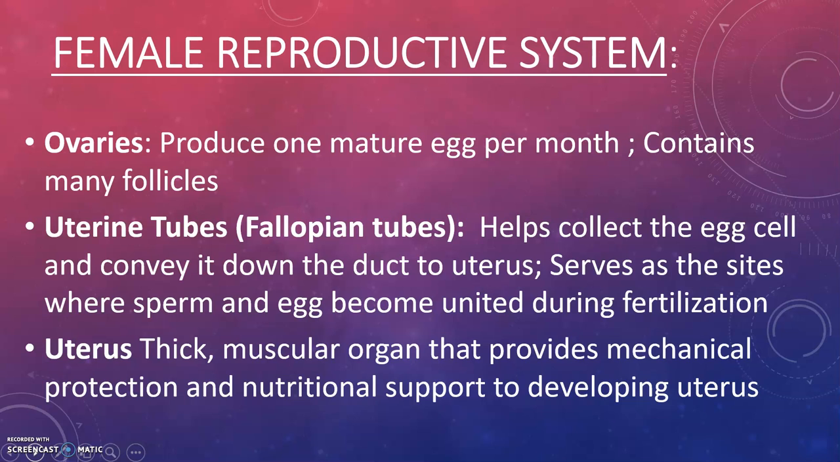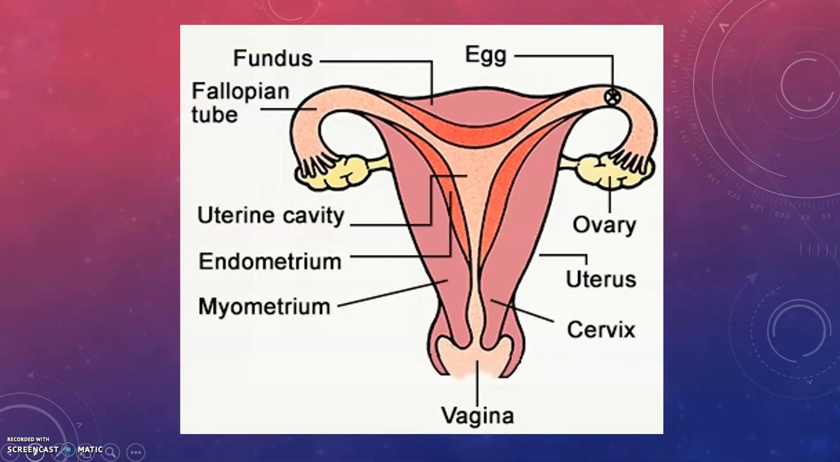The uterus is often called the womb. It's a thick muscular organ, almost pear-shaped, and it's going to provide mechanical protection and nutritional support to the developing embryo. It is lined with an endometrium, which has tons of blood supply. And you can see here in the picture all of the different parts. And the cervix is just the neck of the uterus, and that's what's going to open into the vagina, which is the external part of the female reproductive system.